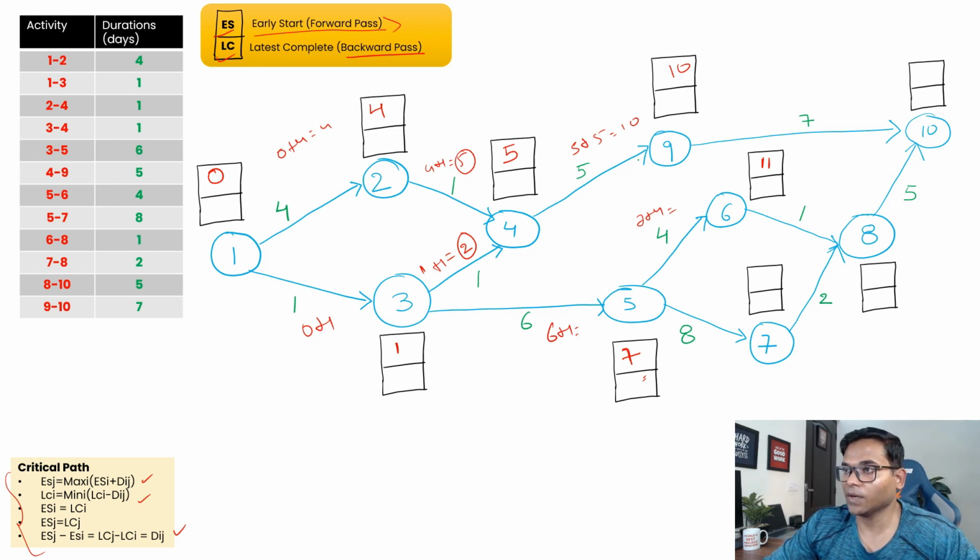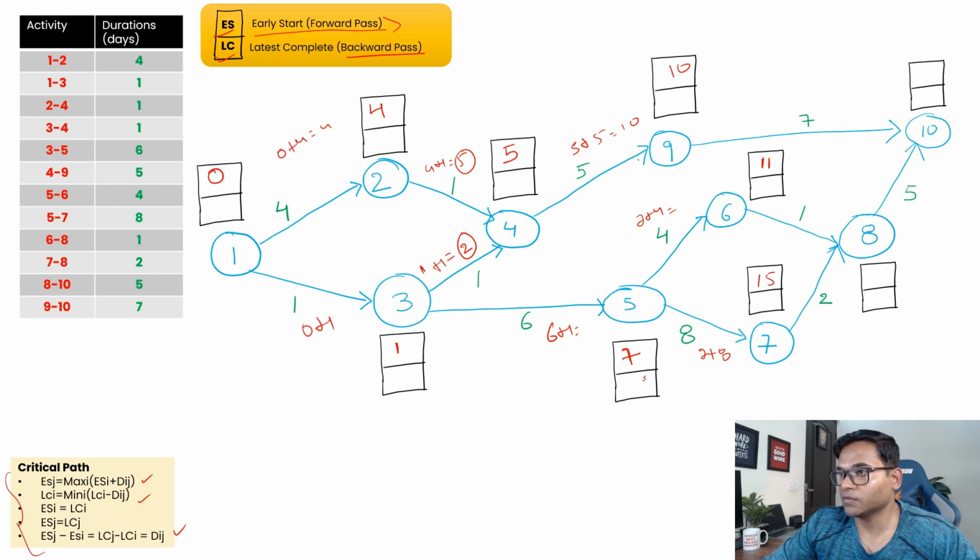Then if you move to node 8, here we are having two arrows entering. One is from 6 to 8, one is from 7 to 8, right? So before that we need to calculate the 7 node, right? For 7 node, if you see which is coming out from here, 7 was the early start which was calculated for this node. 7 plus 8, right, which is basically 15 is the early start.